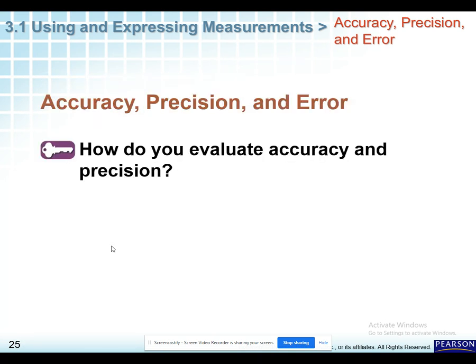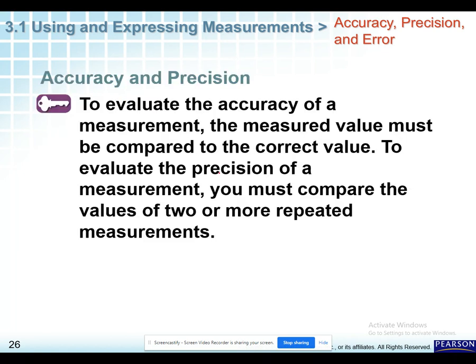So how do we evaluate accuracy and precision now that we've talked about the two differences? Well, to evaluate accuracy, a measured value must be compared to the correct value. So that means if you're going to measure accuracy, you actually have to have a correct value to measure it to. For example, 15 milliliters was my correct value, and then I take another measurement, and I'm comparing to that 15 milliliters. We have an example coming up with a bullseye if you're throwing darts. The middle bullseye is what you want for your correct value, and your accuracy is how close you're going to get to that bullseye. So again, accuracy needs a correct value.